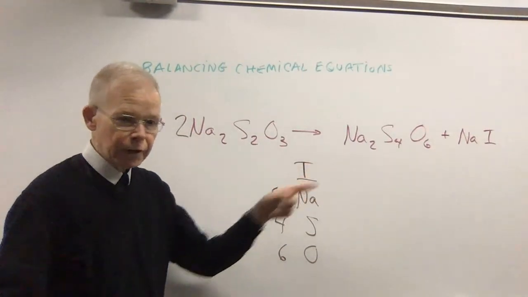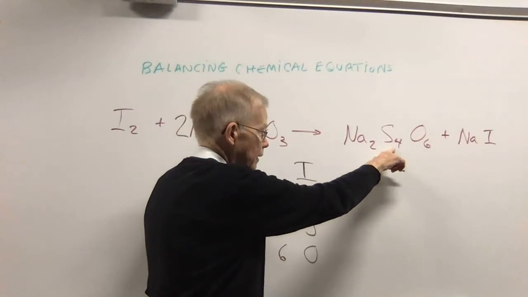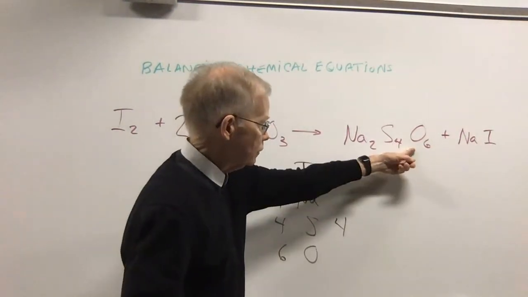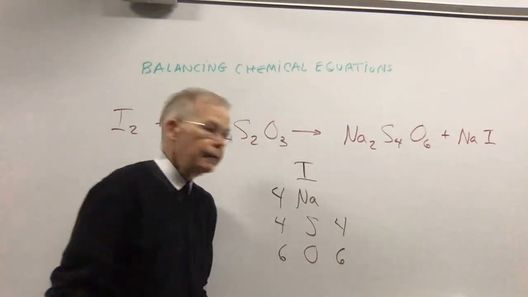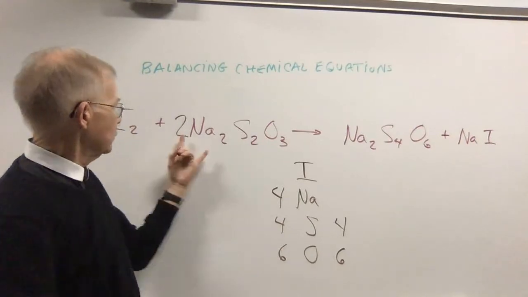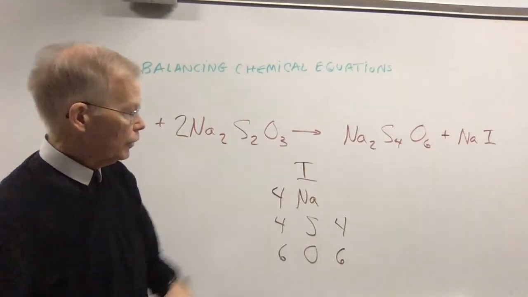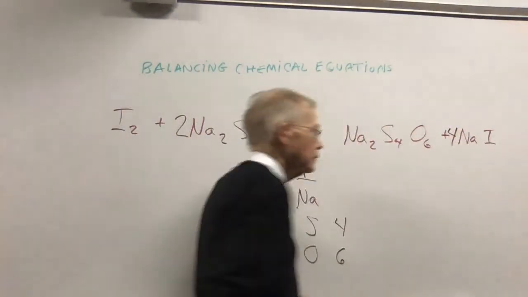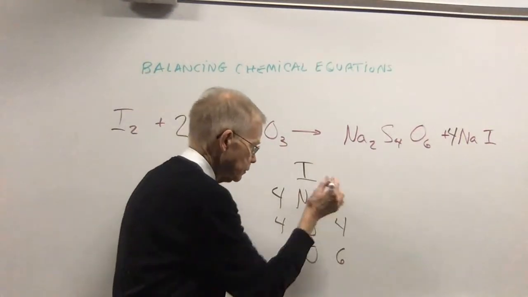Let me go to the product side. How many sulfurs? Right up here, S4, there are 4. How many oxygens? O6, there are 6 oxygens. Na, we have 4 on this side. I have only 1 over here, so let me put a 4 in front of this. It gives me 4 Nas. They're even on both sides.